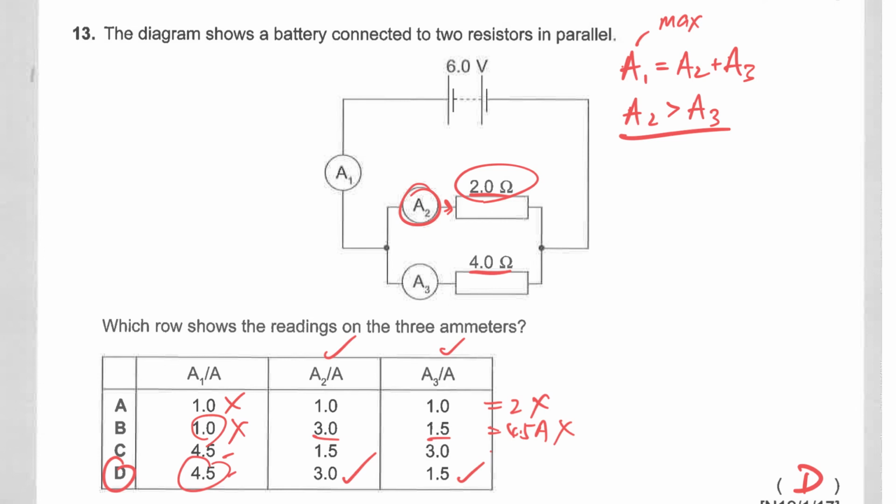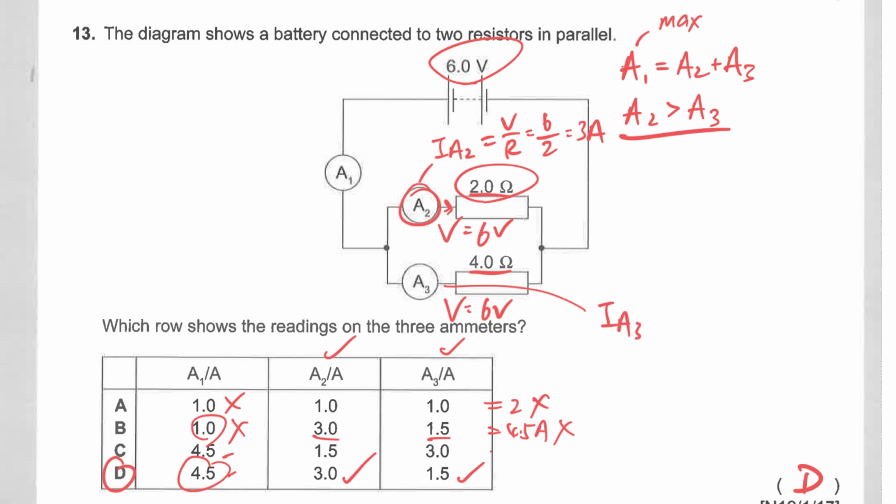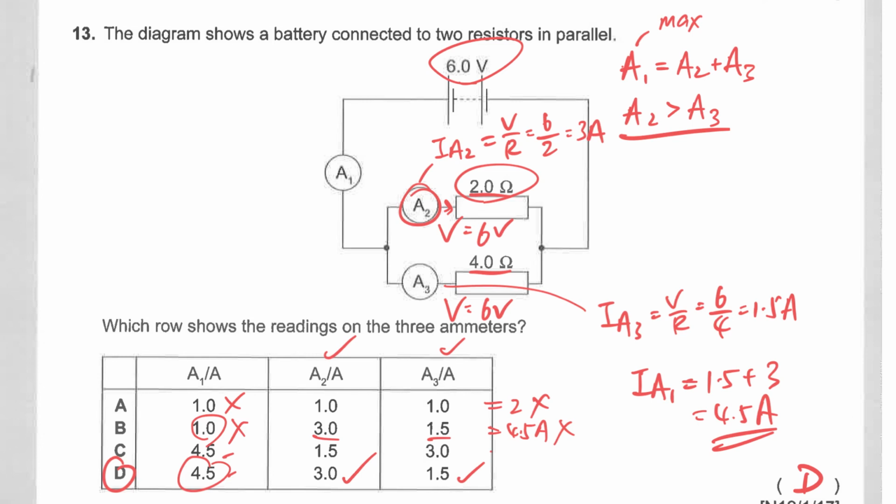Now for those who want to do the calculation just to prove or double check, of course you can. You find the current flowing through A2. The V across here has to be 6 volt because the EMF is 6 volt in this case. So V over R, 6 divided by 2, will be 3 ampere. And the current flowing across A3 will be V over R, 6 divided by 4, 1.5 ampere. So the current flowing through A1, the big river, will be 1.5 plus 3, which is 4.5 ampere. You can do this kind of calculation to prove to yourself.